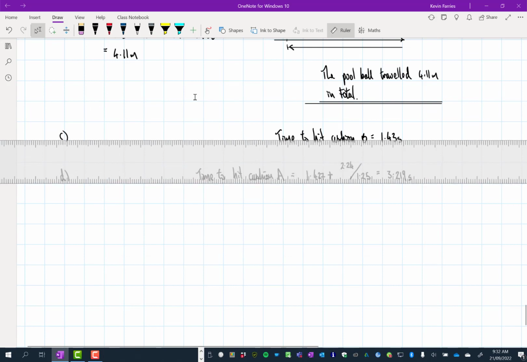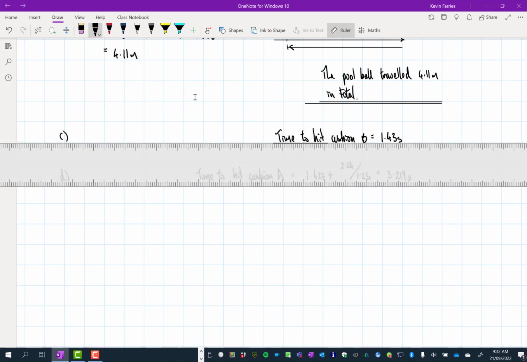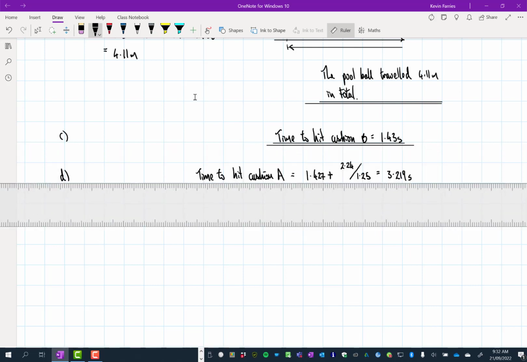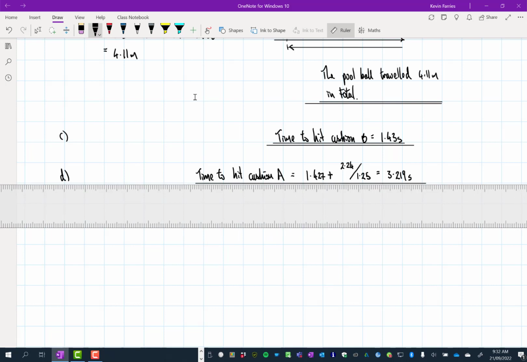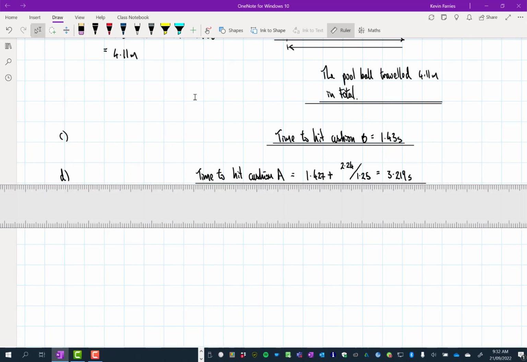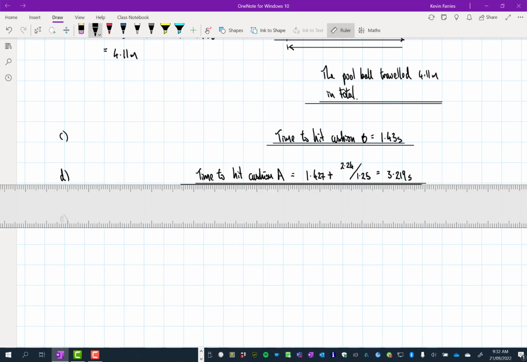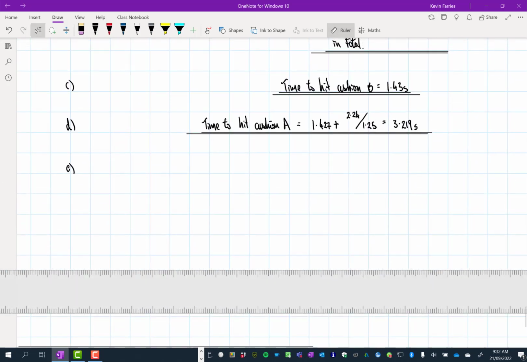So we've got this, and basically this is just drawing together all the information we've got so far and making it into a little graph. So we're going to have 3 graphs. One of them is going to be velocity, one of them is going to be displacement, and one of them is going to be distance. So let's go for velocity first.